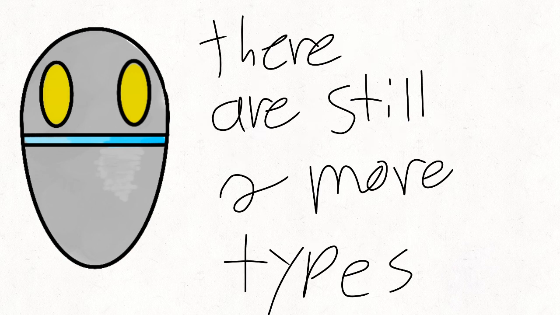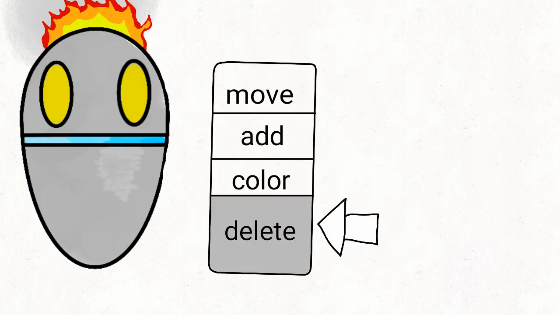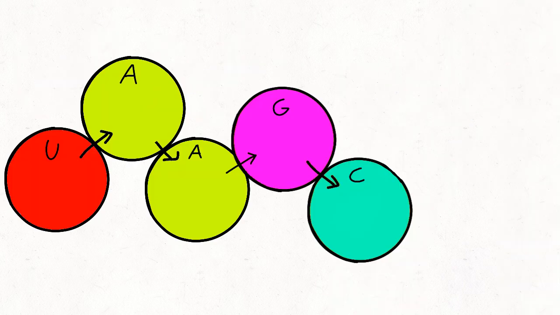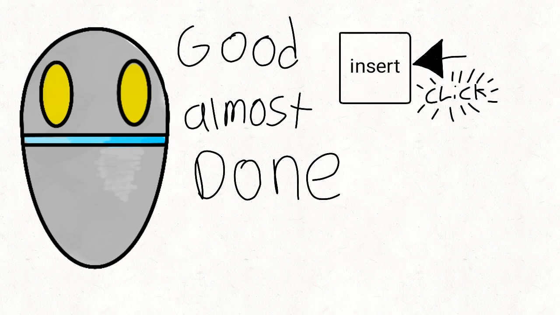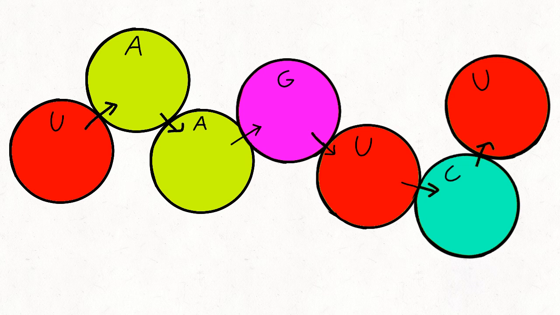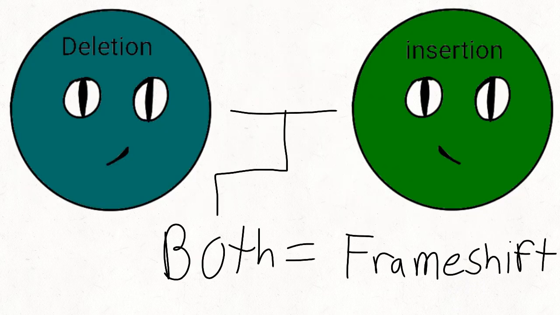Now for the final 2. The first one is deletion, where one or more of the nucleotides in a gene are lost. The last one is insertion. This is where one or more nucleotides are added to a gene. Both of these guys can cause frame shifts.